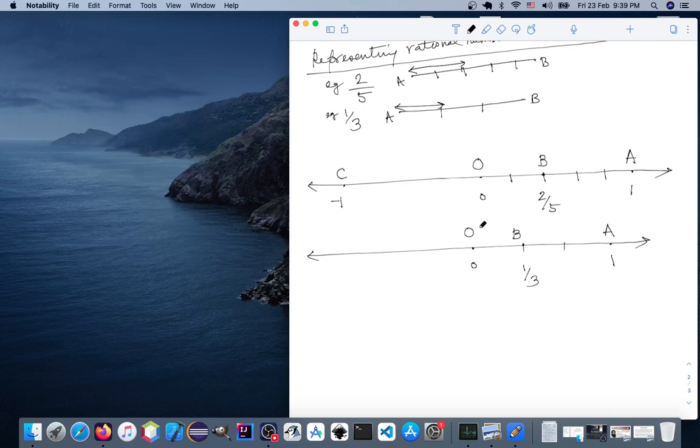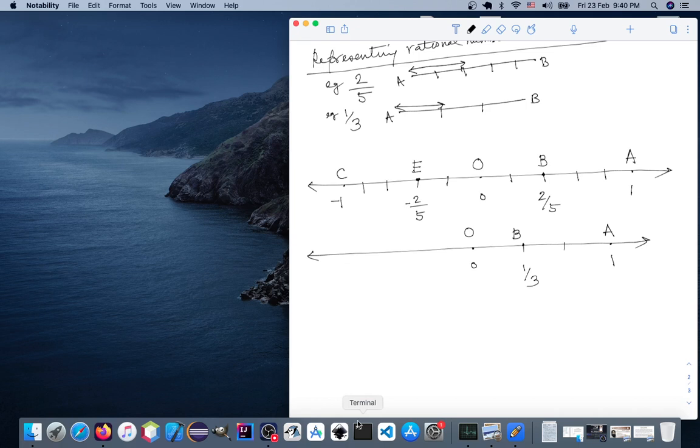Okay. Now I need to divide OC into 5 equal parts. So this is 1, this is 2, this is 3, this is 4 and 5. Okay. Now two equal distances, two such equal parts, 1 and 2. This point E, let's say E, will denote the value minus 2 by 5.